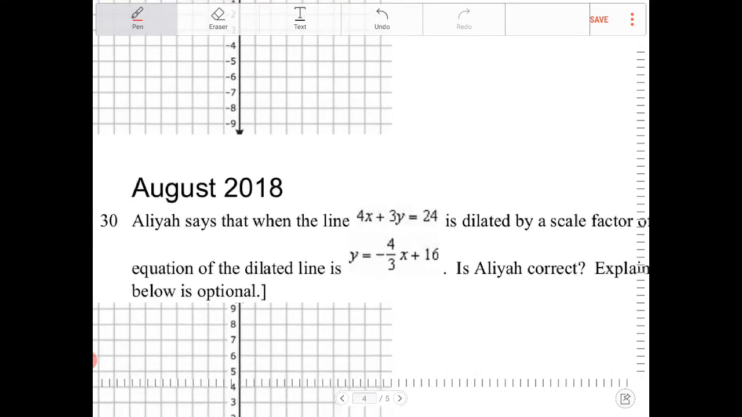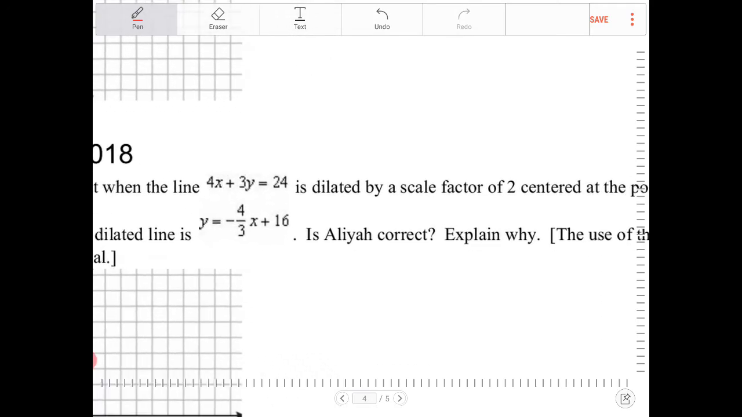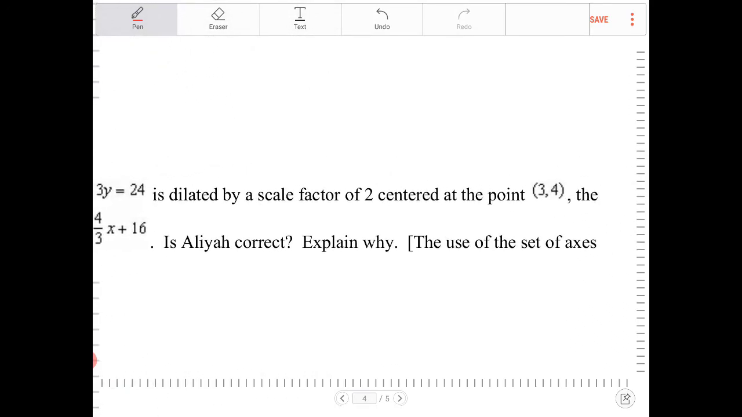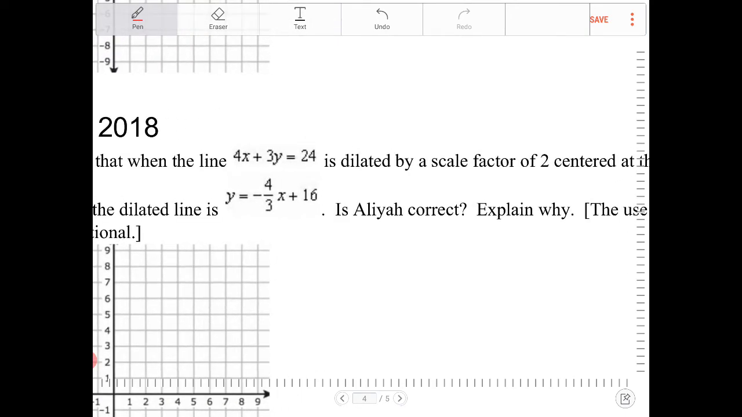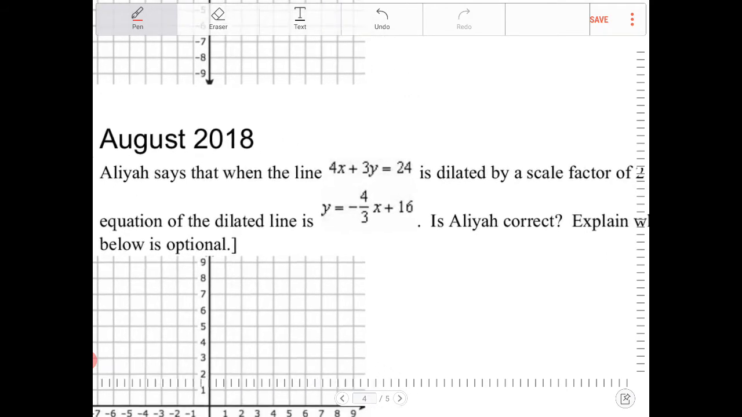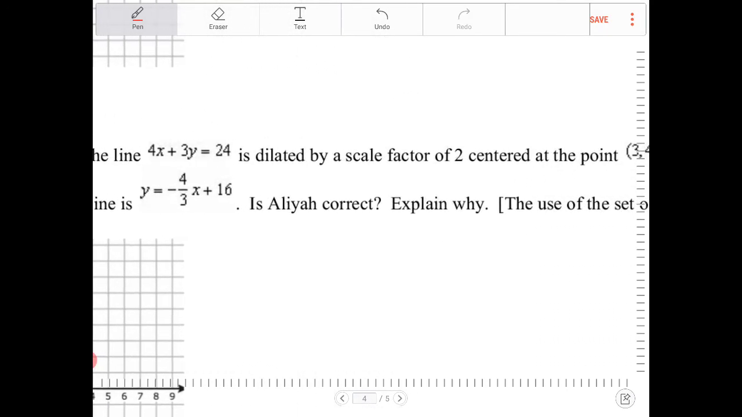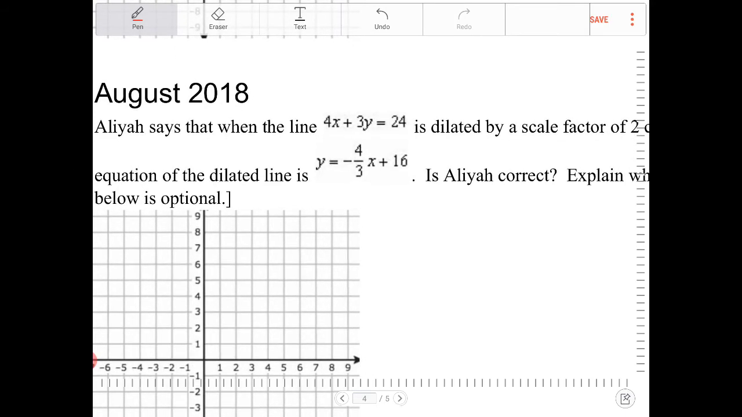Okay. August 2018, question number 30. Aliyah says that when the line 4x plus 3y is equal to 24 is dilated by a scale factor of 2, center at point (3, 4), the equation of the dilated line will become that thing. Is Aliyah correct? Explain. Well, I am not sure, but the slope certainly looks right.